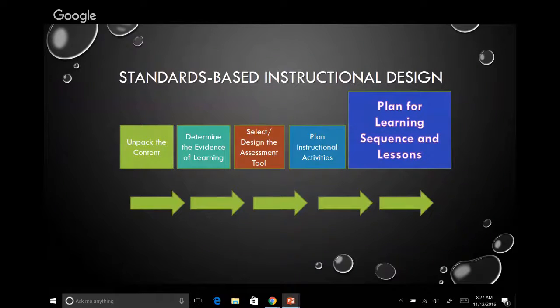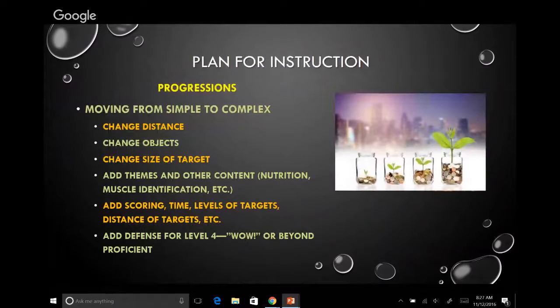And then the next piece is, how do we sequence all that learning? And then we have progressions, moving from simple to complex. You can change the parameters. You can add content, make it engaging. You can add health-related fitness components or language arts or numeracy into your games or your activities that you plan for your students. You can add complexity by putting scoring or leveling targets or moving the targets, or you can add defense if that's the case too.